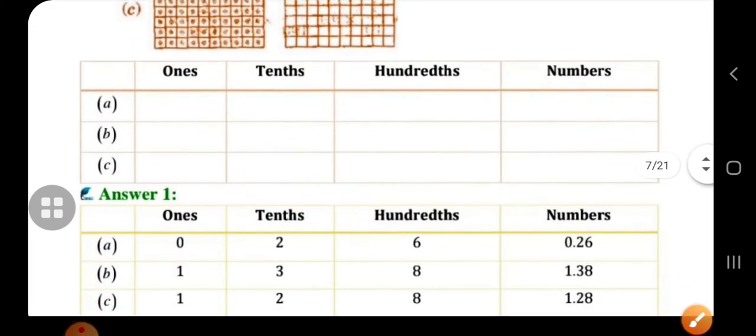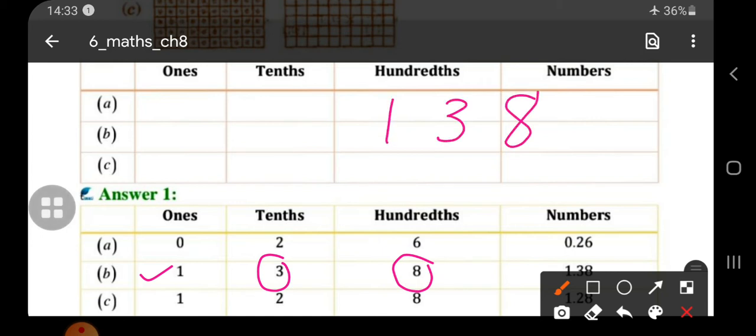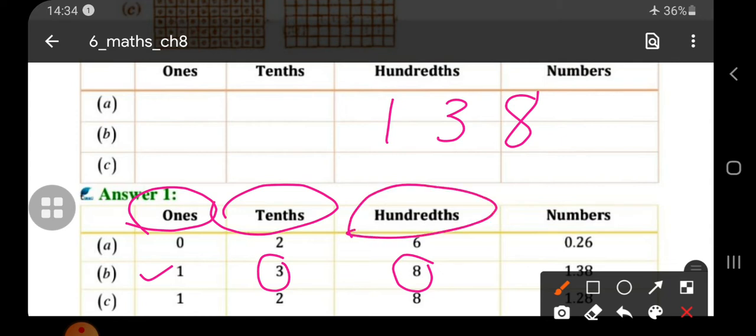So here in the table, you can write how many ones? 1. Tenths, 3, and hundredths, 8. So how to write? 1, 3, 8. Write down all these numbers in a sequence, because here the place values are in a sequence. So ones, then after that tens, then after that hundreds. So you can write 1, 3 and 8 in a sequence.